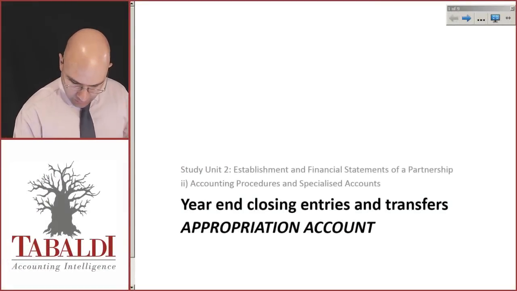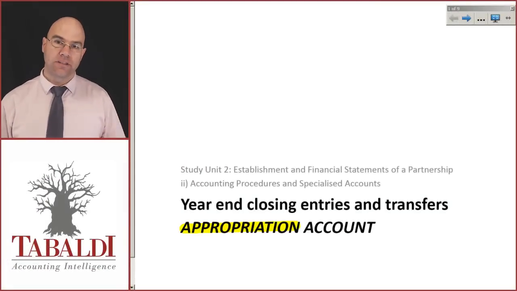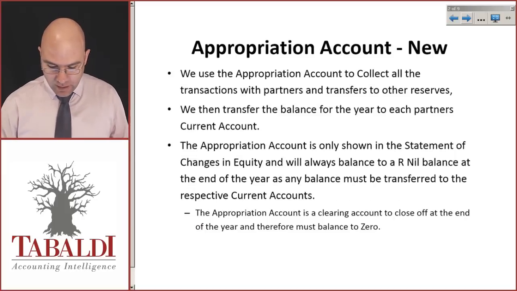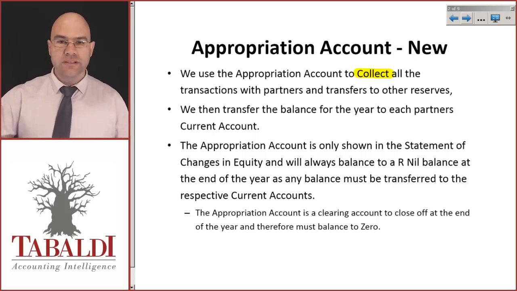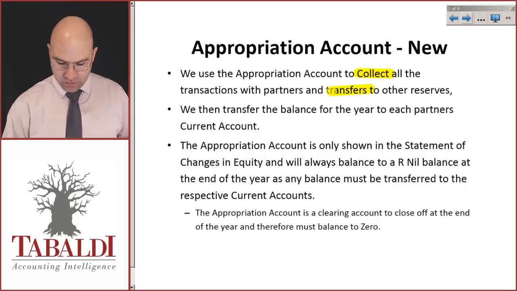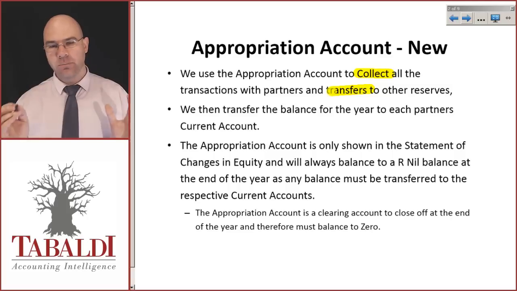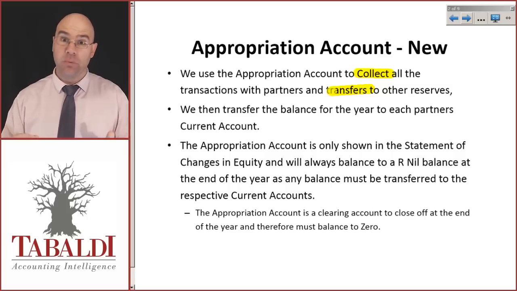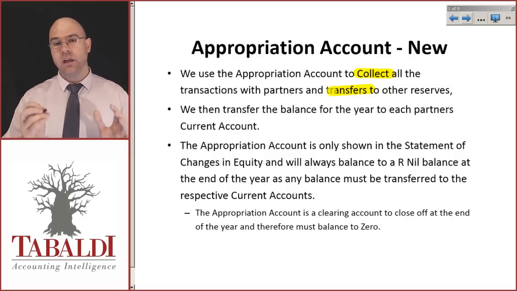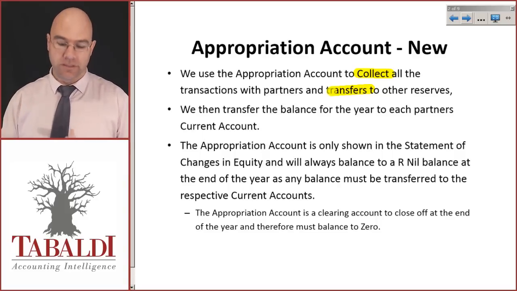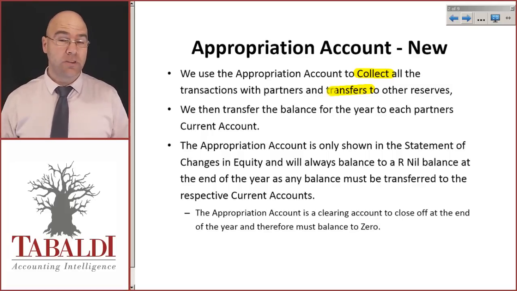Finally, we are onto this thing called an appropriation account. This is new for partnerships only. And remember, this is where we are going to collect all the transactions with partners and transfer to other reserves. And we're also then going to accumulate all the profits, right? So the point of the appropriation account is to take all the profits and see what is available to distribute to partners. Sometimes we will transfer to other reserves as well to hold some of those profits back.